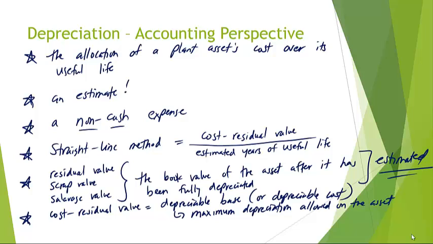Okay, so let's say we buy a delivery truck for $10,000. I estimate that at the end of 5 years, which is the useful life, it'll be worth $1,000 to us. That would be referred to as the residual value. And if you look at the numerator of the straight line method formula, the cost minus residual value, that's referred to as the depreciable base or depreciable cost. And that is the maximum depreciation allowed on that particular asset.